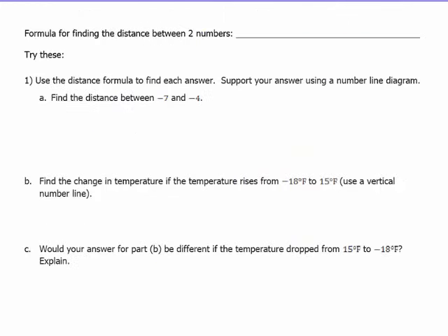Okay, let's try the next page. Oh, so formula for finding the distance between two numbers. So if we write it like this, absolute value, and I'm going to use some symbols here. So it's A minus B. A is your first number. B is your second number. But it has to be in the absolute value symbols. Okay. Use the distance formula to find each answer. Support your answer using a number line diagram. So they're just saying they want us to put it on a number line.